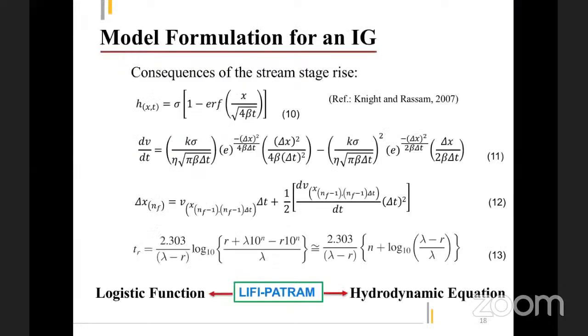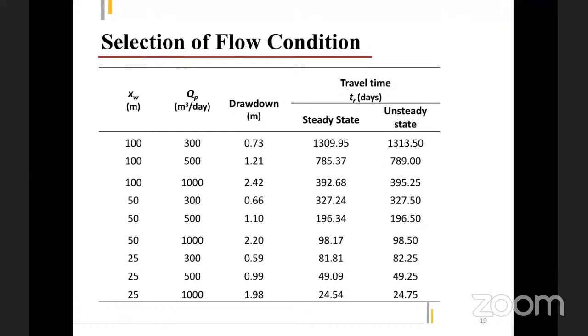The travel time under steady and unsteady flow conditions was calculated for a pumping well located at a distance XW from the river boundary. Corresponding to the pumping rate QP and its distance XW, the correlation between drawdown at the well point and the related travel time was computed, as shown in this particular table. The results obtained for the unsteady state would further converge to the results obtained for the steady flow condition. Therefore, this analysis shows that the equilibrium radial flow, that is steady flow condition, can be confidently applied to find the safe distance and safe withdrawal of the pumping well as well.